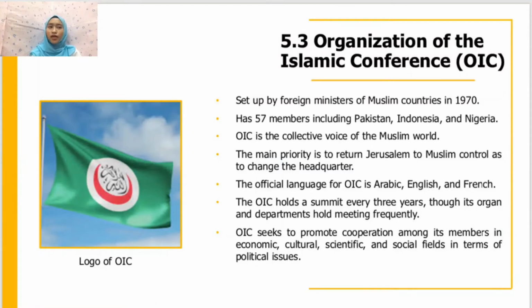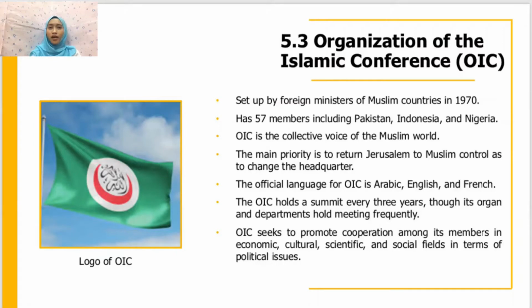The third organization is the Organization of the Islamic Conference (OIC). In the 1970s and 1980s, as individual countries preferred their independence to a pan-Arab identity, religious affiliation became more significant. In 1970, foreign ministers of Muslim countries set up the Organization of the Islamic Conference (OIC), which now has 57 members, including such countries as Pakistan, Indonesia, and even Nigeria. Its main priority is to return Jerusalem to Muslim control. The plan is to headquarter the OIC in Jerusalem after this goal is achieved. Until then, the organization's headquarters are in Jeddah, Saudi Arabia. This organization holds a summit every 3 years.